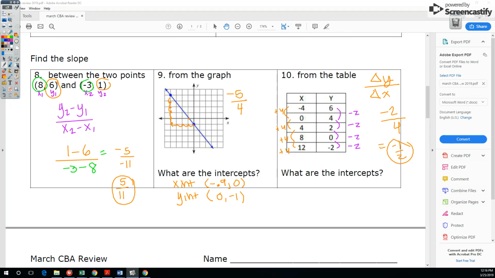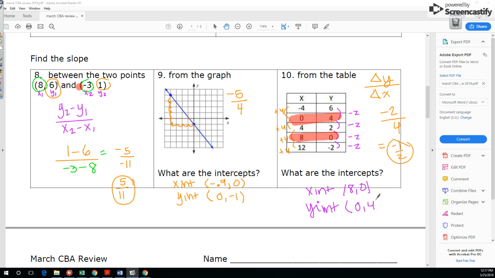Nice and easy to find the intercepts here because I'm looking for zeros in my table. I've got one there and one there. So x-intercepts happen when my y is 0. So my x-intercept is going to be at 8, 0, and my y-intercept is going to be at 0, 4.